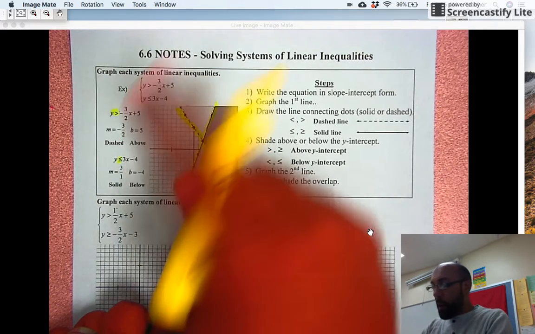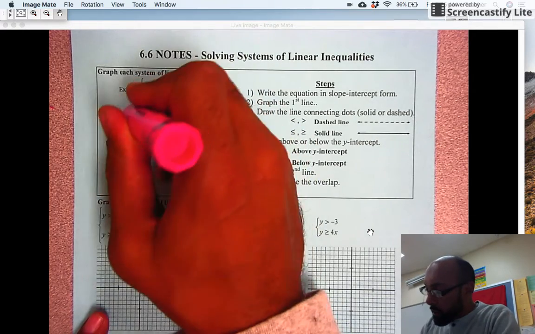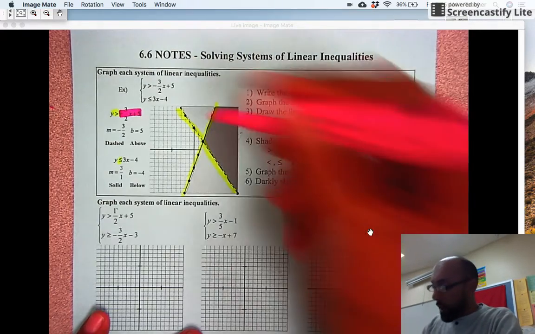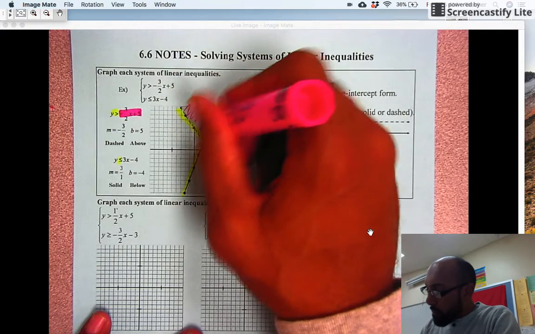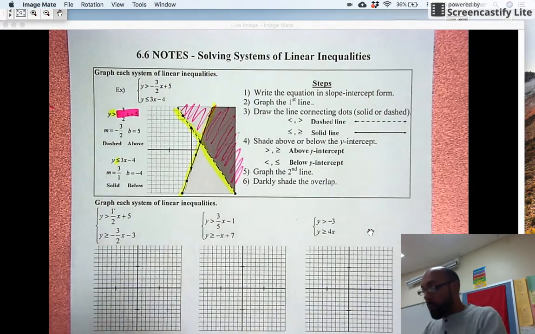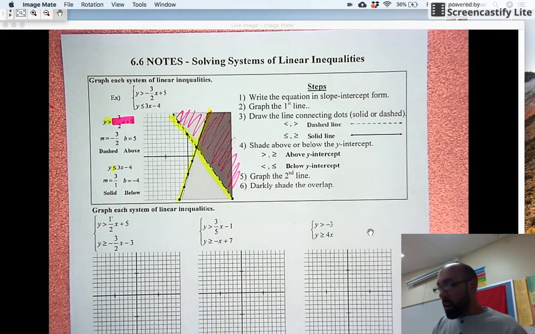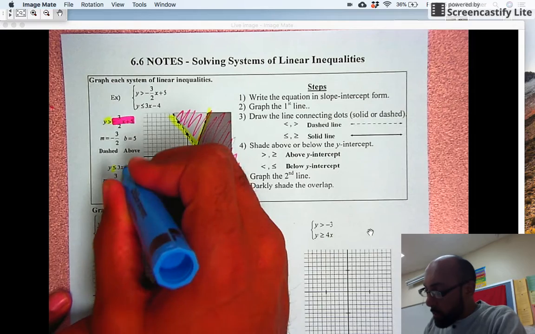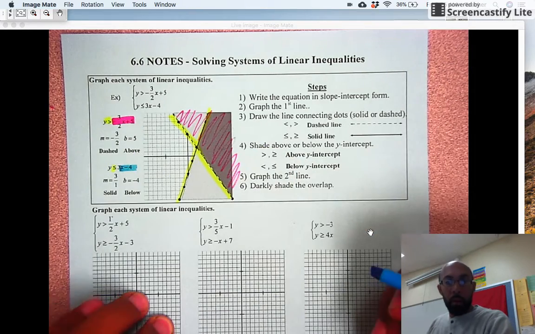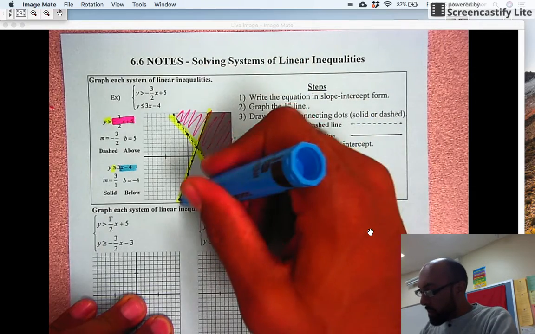Okay, now if we focus on the first one, it is y is greater than, so we do dashed and we shade above. So let's say for the first one, we're going to do it pink. Okay, so we shade above in pink. Okay, now for this one, it's y is less than, so we go below. So this one, the shade I'm going to do in blue. So that would be this line. So that's everything here.